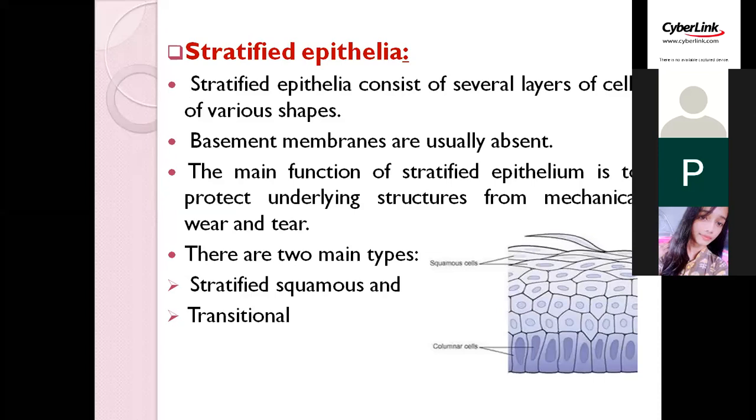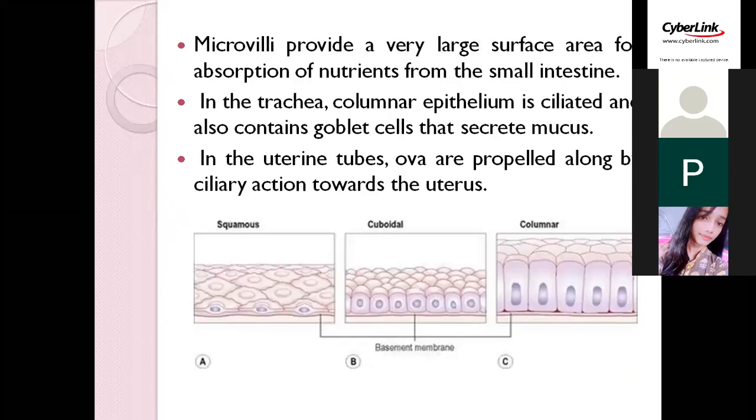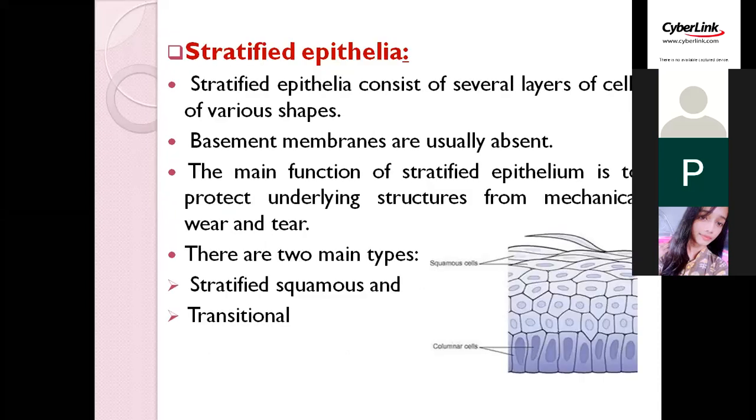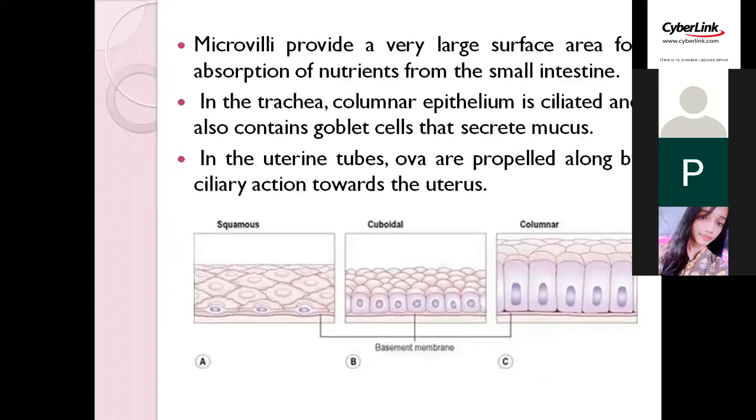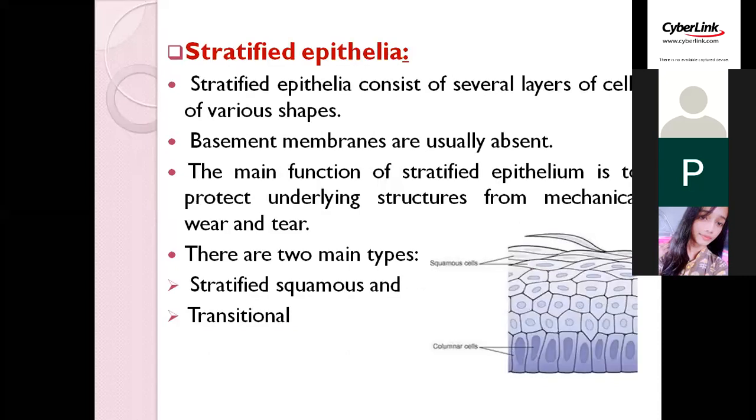If you remember, in the simple we have only one type of cell, either squamous, cuboidal, or columnar. But when we say stratified, that means it contains several types of cells. And in stratified, they don't have any basement. In the simple, each and every cell lies on a basement, but here the basement is usually absent. The main function of stratified epithelium is to protect any underlying structures from mechanical wear and tear. And we have two types of this.